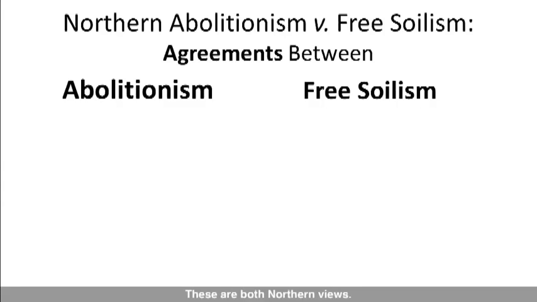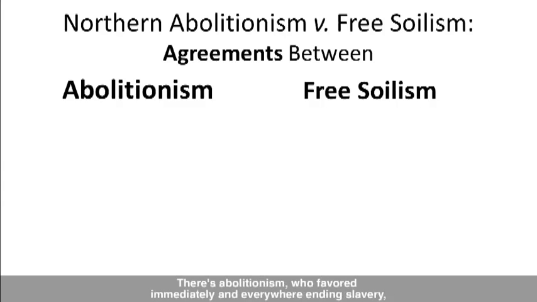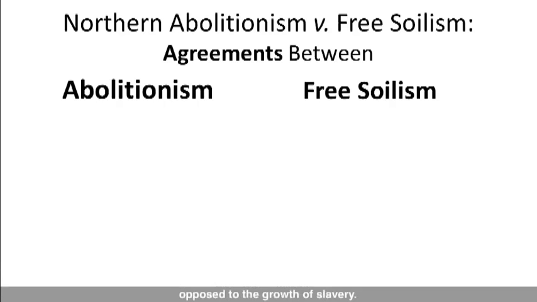These are both Northern views. There's abolitionism, who favored immediately and everywhere ending slavery, and what's sometimes called political anti-slavery or free soilism. Let's first look at some of the underlying agreements they had, because in the most ultimate sense, they were both anti-slavery, specifically opposed to the growth of slavery.